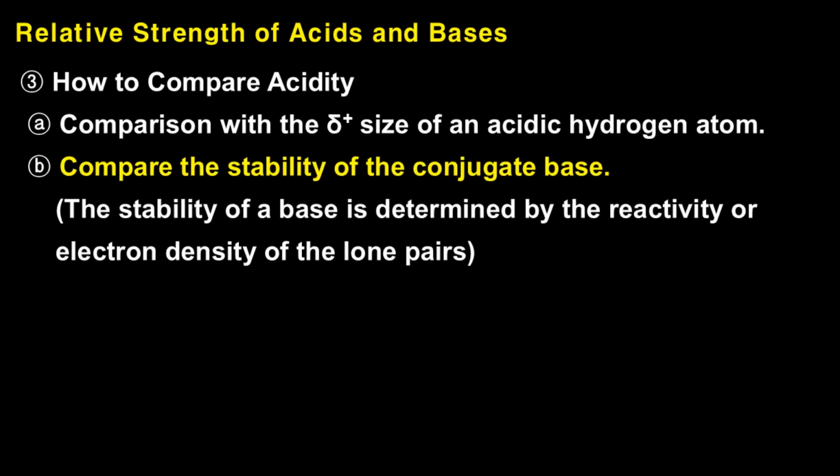Now let's talk about what actually makes an acid stronger or weaker. There are a few key factors we look at when comparing acidity. First, the size of the partial positive charge, the delta plus on the acidic hydrogen, plays a role. A larger delta plus means the proton is easier to lose, and that makes the acid stronger. Another really important factor is the stability of the conjugate base. And one of the biggest things that affects that stability is how reactive the conjugate base is and how much electron density it's holding onto.